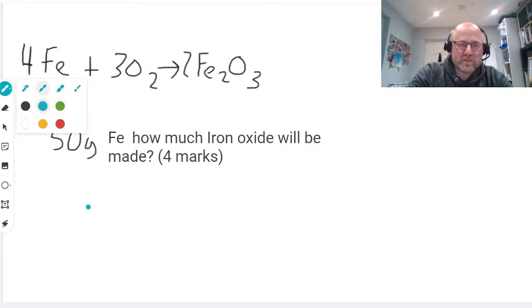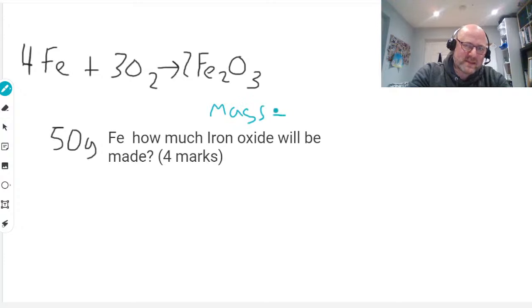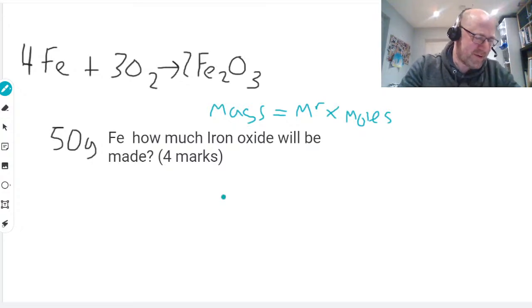So, mass. This is the most important equation out of all your equations for chemistry. There's never been a chemistry exam where you haven't had to do mass equals Mr times moles, okay.